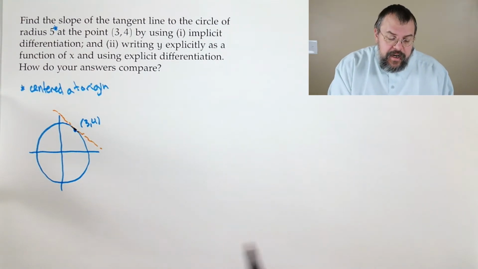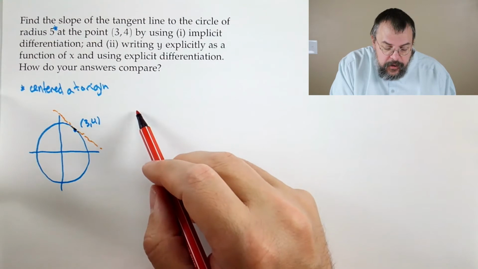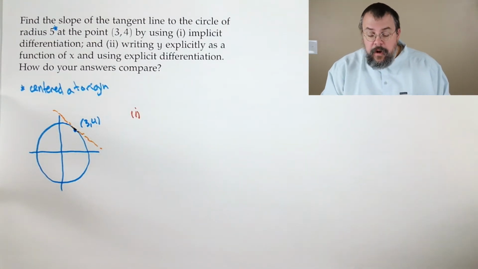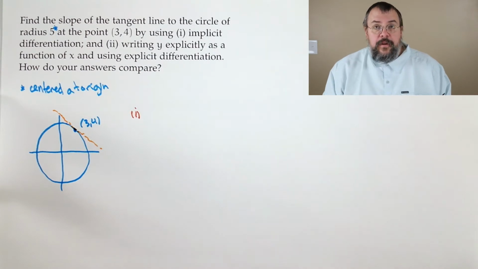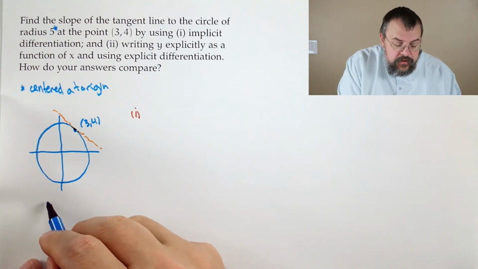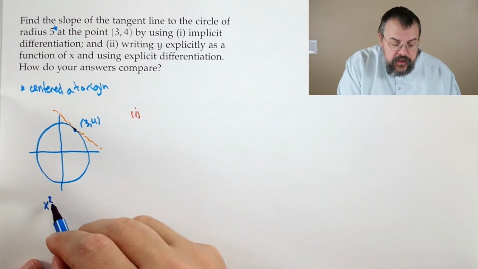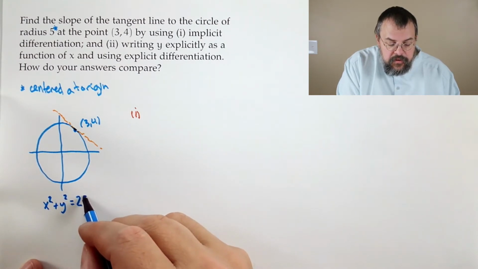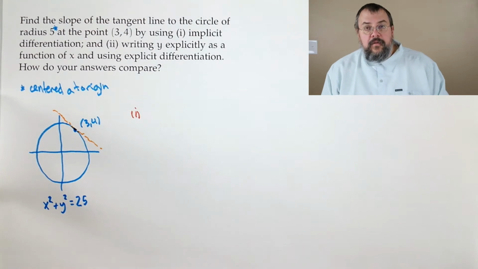So let's talk about our first method, method 1. Okay, so where does method 1 begin? Well, method 1 says, let's start with what we know about the circle. Now, it's the circle of radius 5 centered at the origin. So x squared plus y squared equals 25. So x squared plus y squared equals r squared.